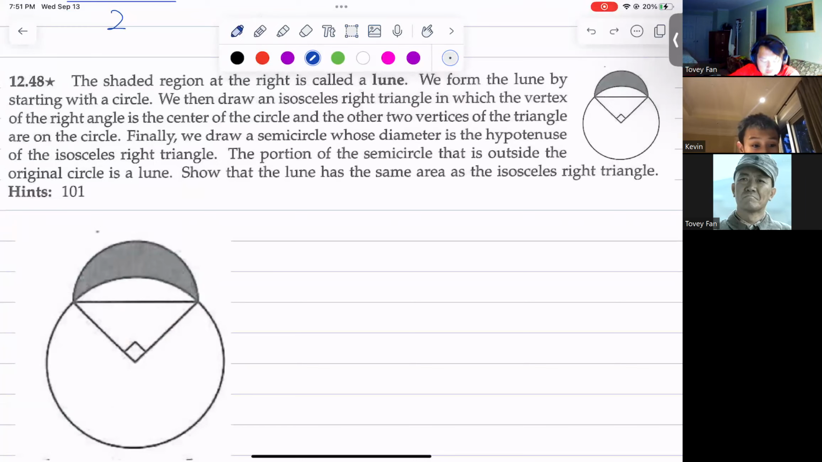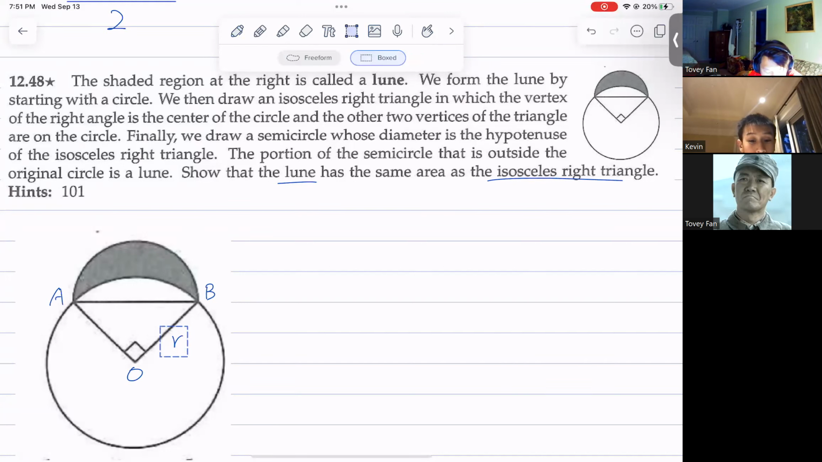So there's no number given. Of course, you start with, say, the radius is r. I'm gonna start for you. Since there's no number given, of course you start with some letters, right? You just say the radius is r. We want to show the lune has the same area as the isosceles right triangle, which is the triangle here, OAB, right? So basically, you just need to use this radius to find the area of the right triangle and also to find the area of the lune. What do we do?